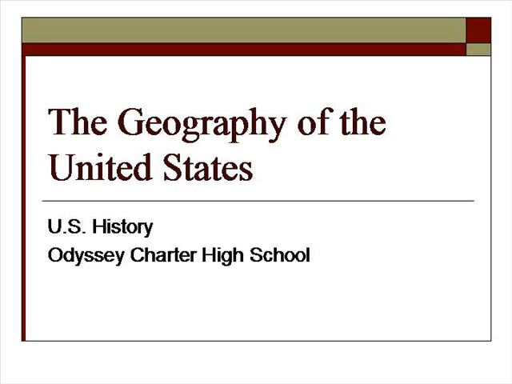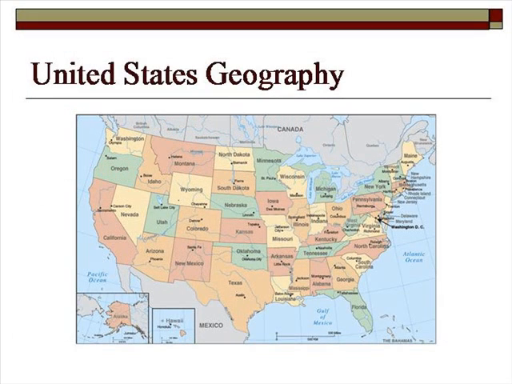But before we get into the history of the U.S., we need to talk about the physical and cultural playing field that the United States occupies, and that is a study called geography. So we're going to look a little bit about how geography impacts history, and specifically how it impacted the history of the U.S. Well, here's a map of the United States. This should look somewhat familiar to you.